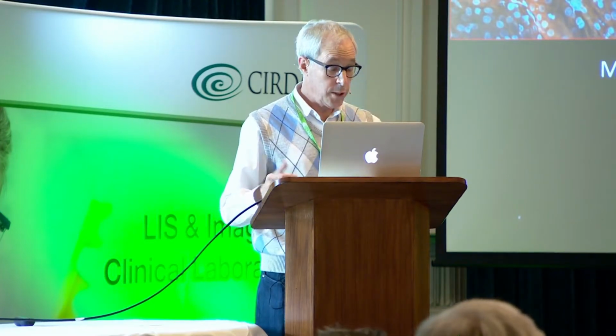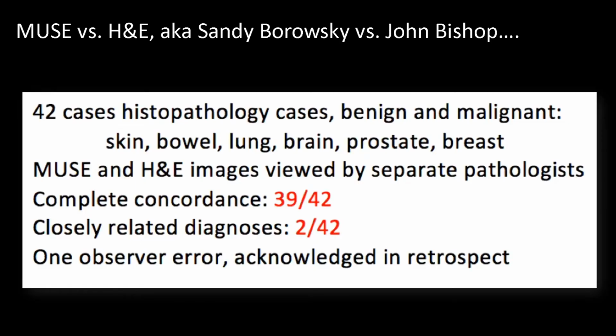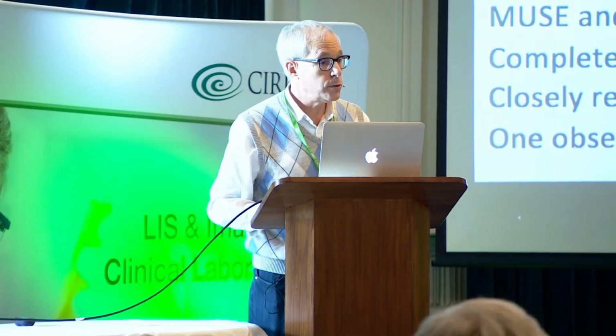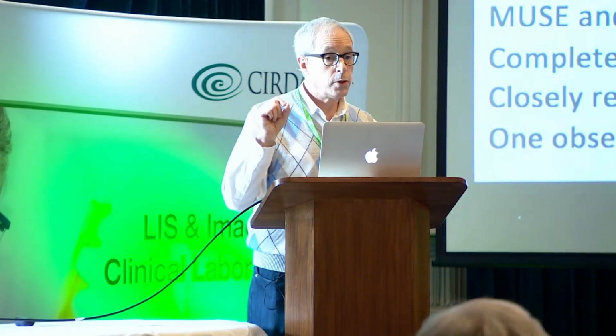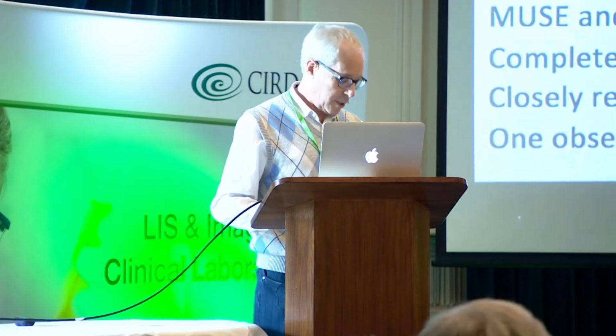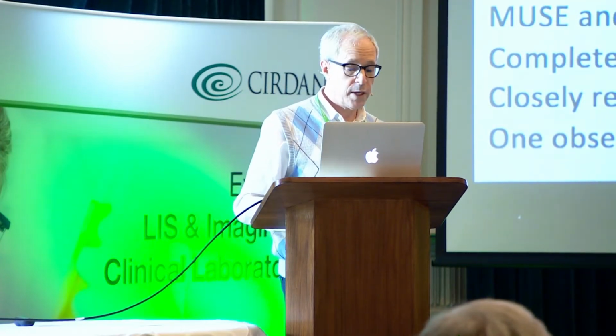I kicked and screamed while we were trying to get this published. It was published in Nature Biomedical Engineering, and the reviewers kept saying, well, do a study, show us it's good. And I said, no, I don't want to. It's obvious it's good. So finally, I broke down and we did a quick study looking at 42 cases more or less randomly taken from the operating room. Even though it was an informal study, it was quite rigorous, because for these 42 cases, one pathologist saw only the MUSE image, the other pathologist saw only the H&E image. They had no clinical history, and they had to write down their diagnosis, and then we compared what they wrote down. And you can see that 39 out of 42 were identical, close were 2 out of 42, and in one case, acknowledged in retrospect, a pathologist screwed up and gave the wrong diagnosis. And we reported that in the paper, but we didn't name him.